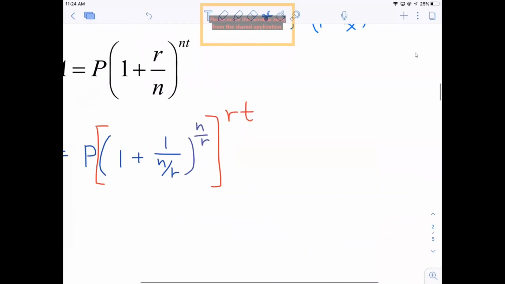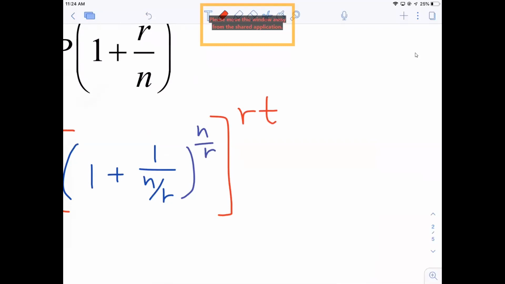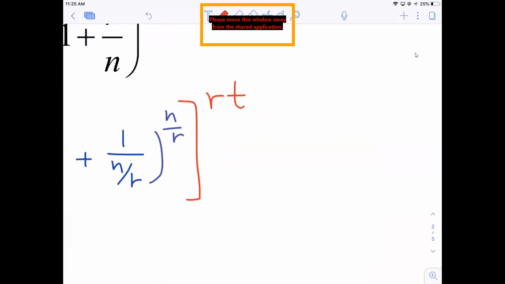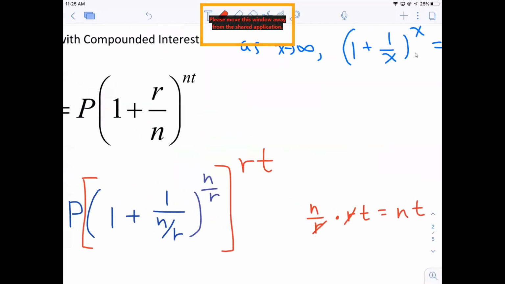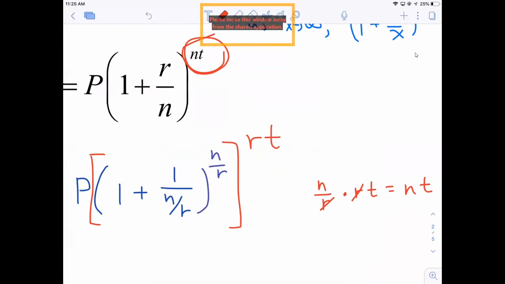All right, so let's see what happens. I'm going from a power to a power. And we know the rule when I raise a power to a power is to multiply the exponents. So that's n over r times RT. And the r's cancel out. That's equal to NT. So isn't that what we have here? So I didn't change anything.